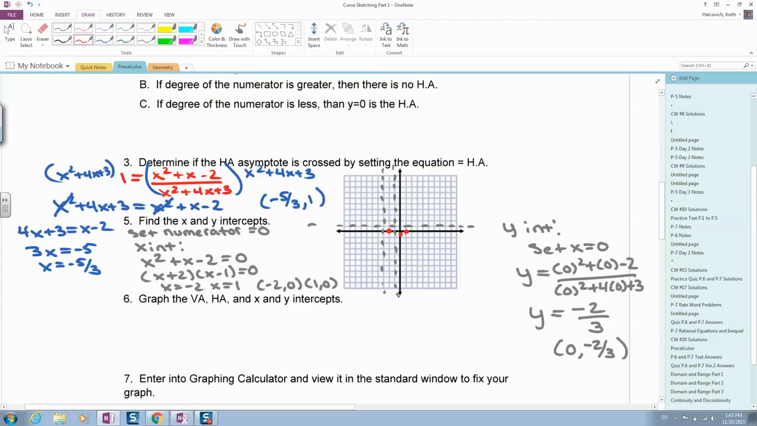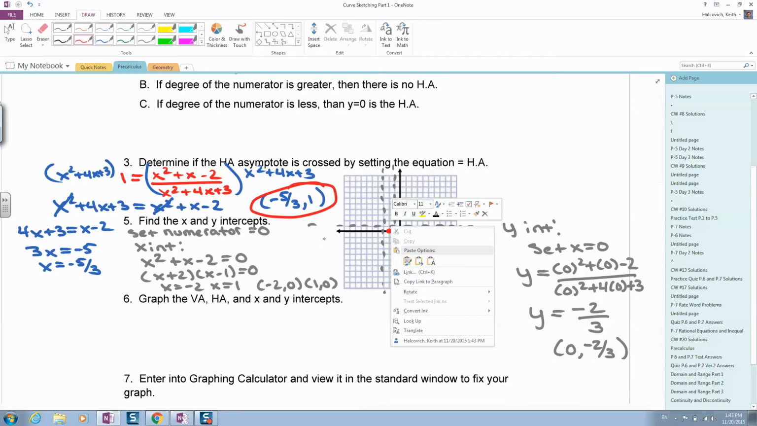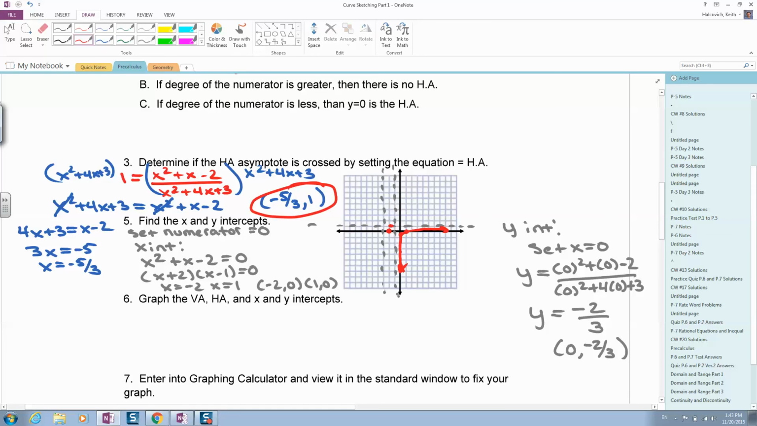So that means that the graph's going to look like this, because remember, the graph follows the asymptotes, gets close but never touches. The only place it's going to cross is at -5/3 and 1. -5/3 is here, 1 obviously is the asymptote there. So you put a dot, so that means it's going to cross and go up this way. And then down here it's going to continue down.